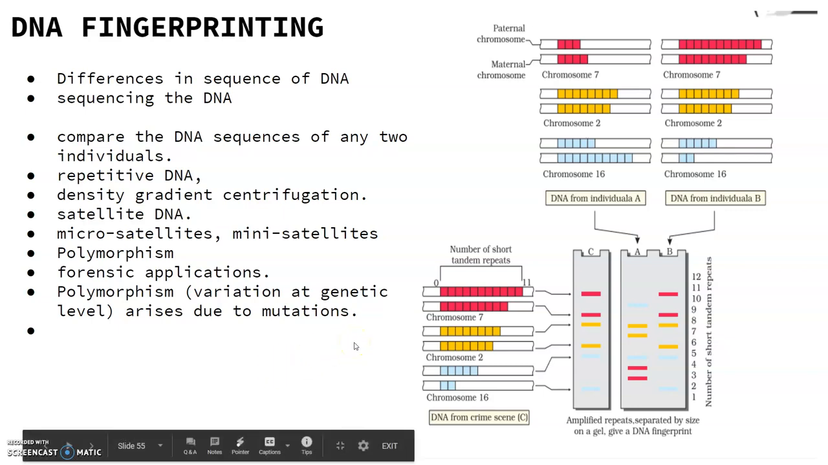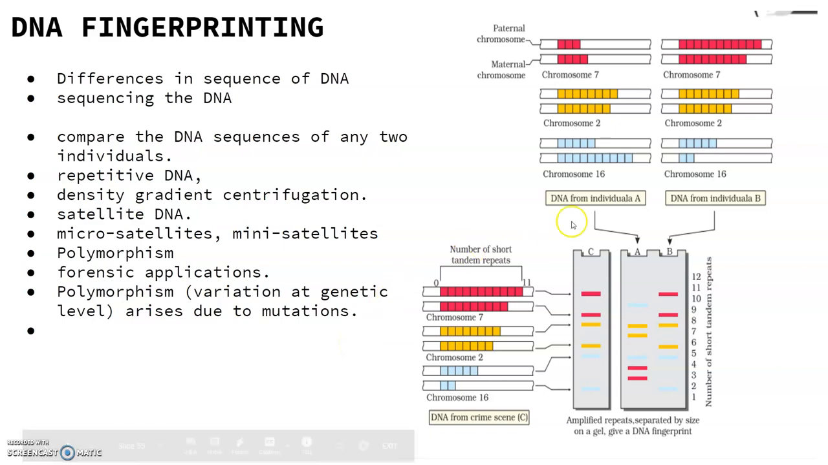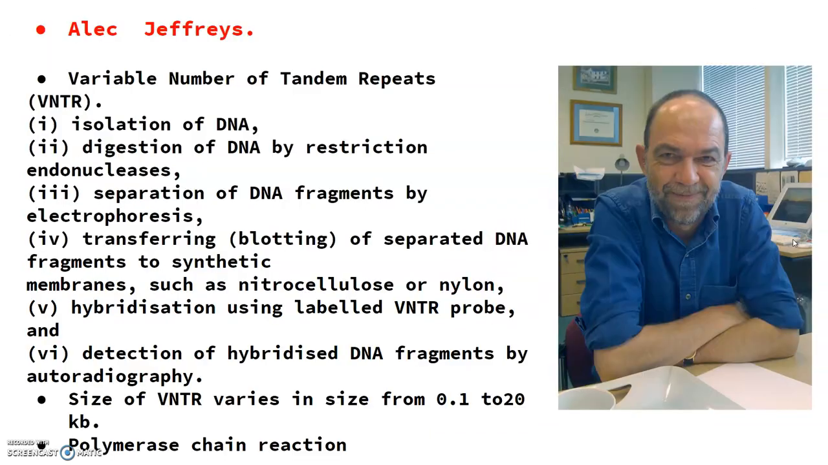So, the technique of DNA fingerprinting. Here you can see how this technique helps in identifying in forensic applications as well as in parental disputes, how we can differentiate the DNA of two individuals, individual A and individual B. These are the different bands and their positions that can be seen. Now here we'll discuss the whole technique.